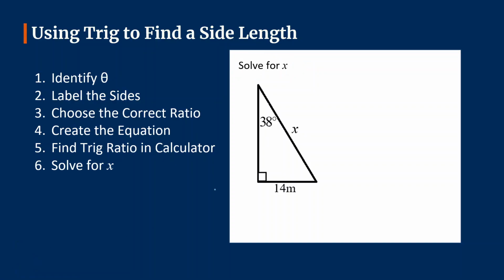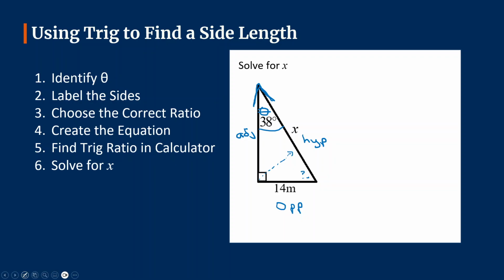identify theta. So theta is the angle, I know that's 38 degrees. I have no idea what this angle is, so why would I make that theta? Again, theta represents the angle we know, the angle we want to know, the important angle. So I'm going to call this theta. Theta is 38 degrees. And then I can say, well, there's the right angle, so this is the hypotenuse. The hypotenuse always hugs theta with the adjacent. And then the other side of the triangle is the opposite. So I have identified theta, labeled the sides.